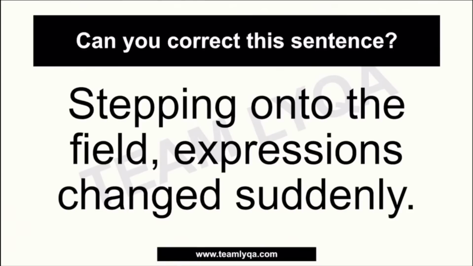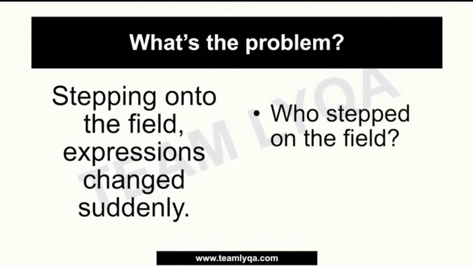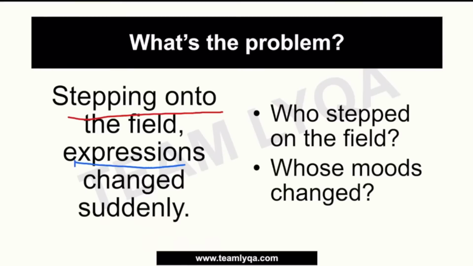Expressions changed suddenly. Pero the question is, kaninong expressions? Di ba? So, doon sa sentence natin, ang problema is, who stepped on the field? Sino yung naglakad? Kasi someone had to do this eh. Someone had to do the stepping onto the field. Sino yung tumapak sa field? Kaninong expressions or mood yung nag-change bigla? So, walang doer or subject doon sa ating sentence. Nawawala yung subject. Okay? Kaya siya dangling modifier.